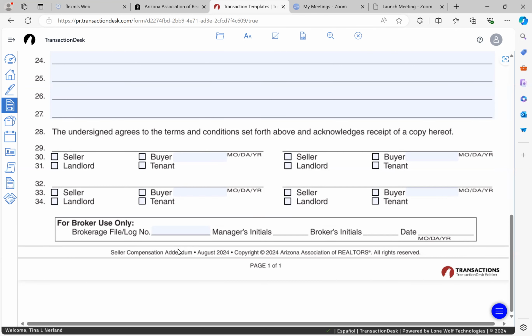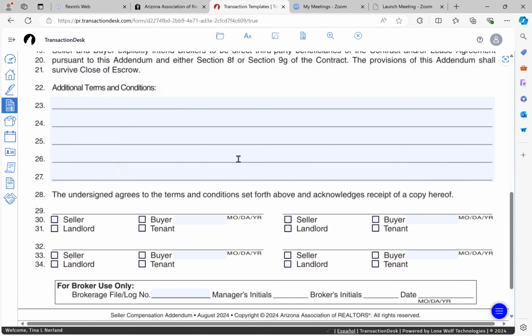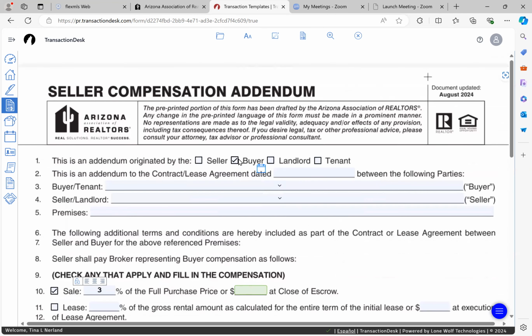And if you ever need to send an offer to me to review prior, please do. I'm happy to put extra eyes on it. Or hire Dale. She's amazing at doing paperwork, and it's very inexpensive. Questions on seller compensation addendum? Okay.